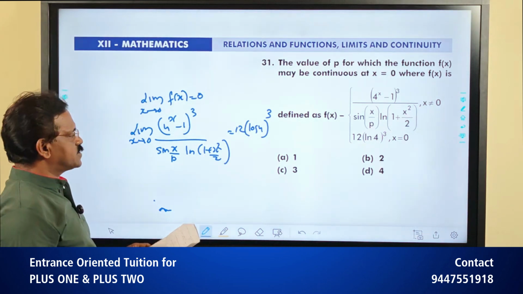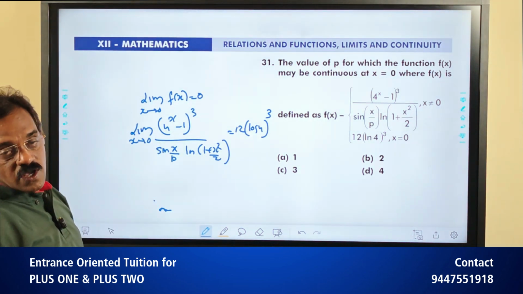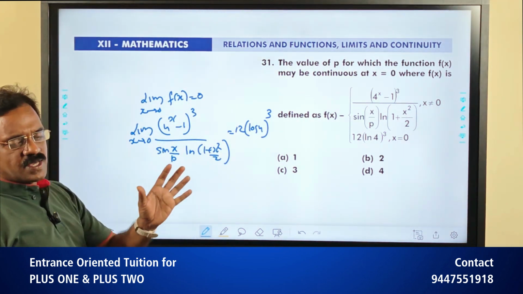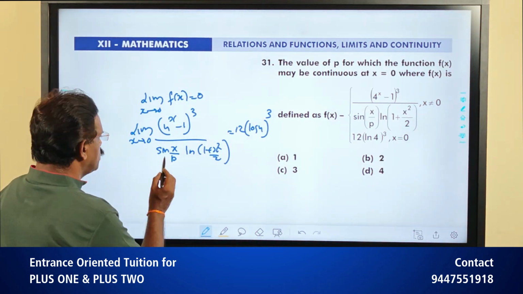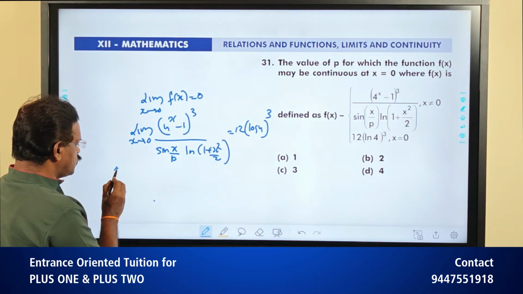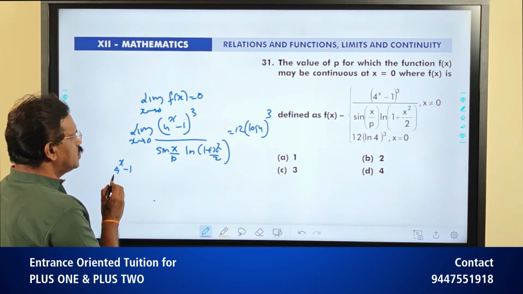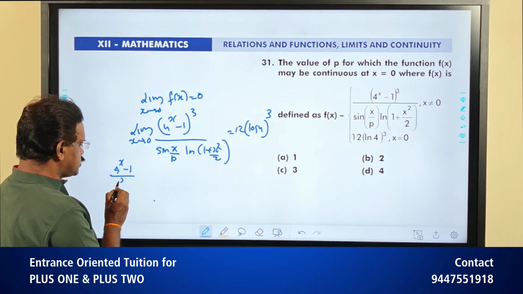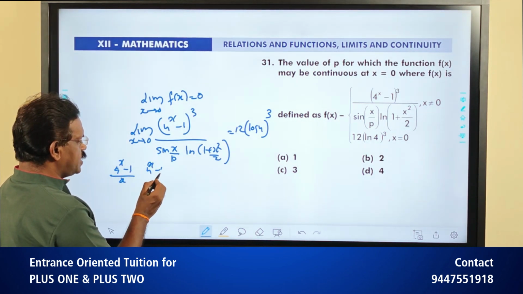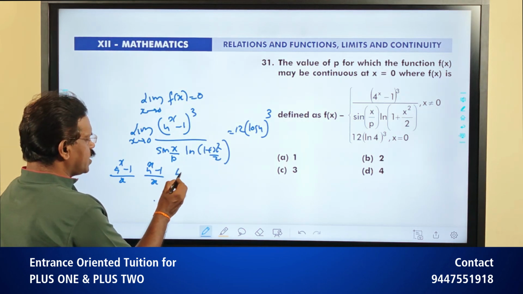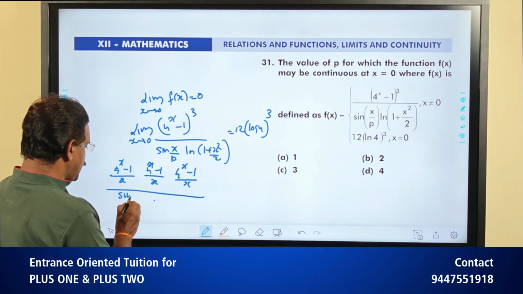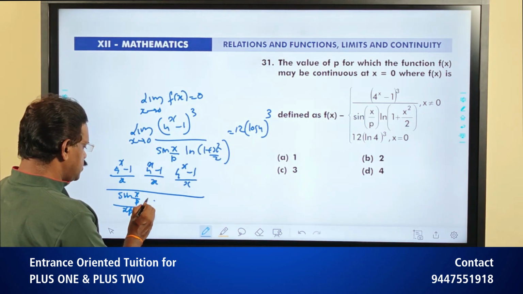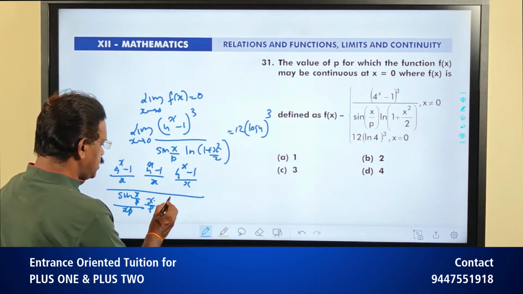So don't expect that all the time we can make use of L'Hopital. If the question is really complicated, you have to go in a conventional procedure. So what you have to do means, this becomes 4 raised to x minus 1 by x, 4 raised to x minus 1 by x, 4 raised to x minus 1 by x. Then when it is sin x by p, you have to compensate by x by p. To that you have to multiply by x by p.